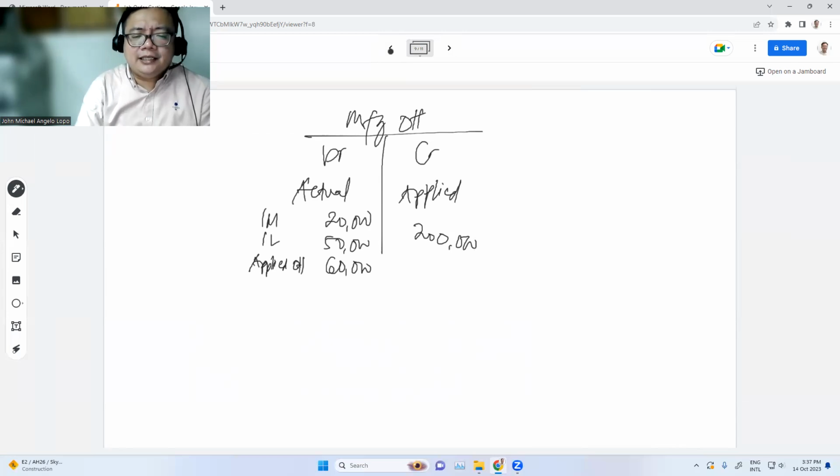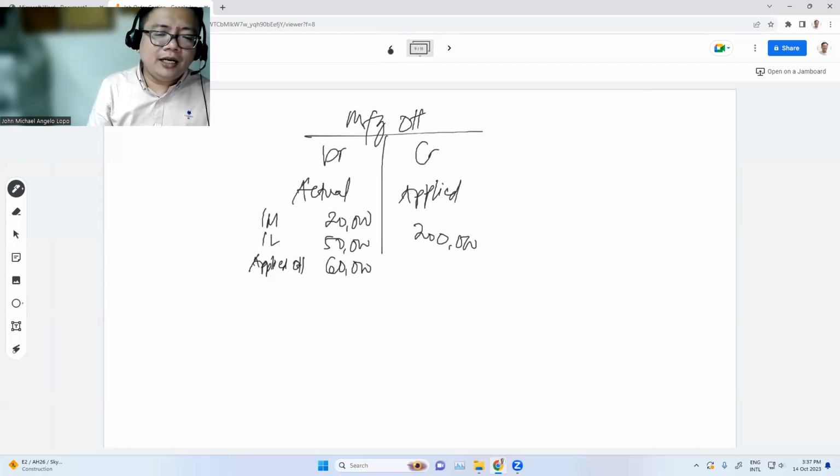What do you mean by this, class? It means your actual is 20 plus 50 plus 60, which is 130. Correct. So your actual is 20, 50, 60, but what you applied is 200. My question: is it under or over applied?